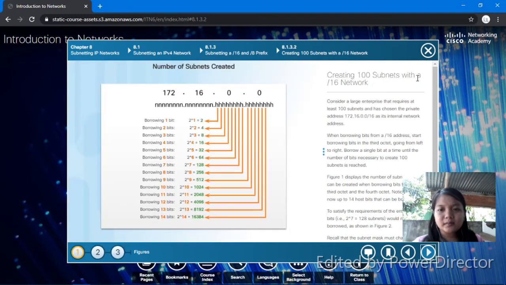Creating 100 subnets with the slash 16 network. These are the 16 and you will borrow bits up to 14. So the range is from 2 raised to 1, just 2, up to 2 raised to 14, which is 16,384.